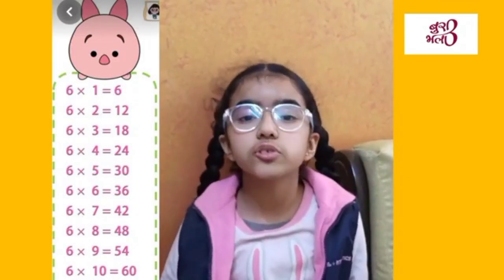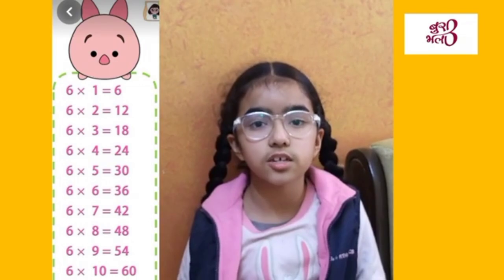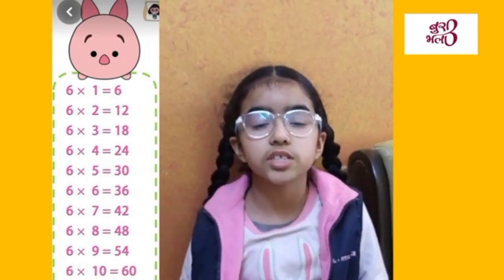Table of 6. 6 ones are 6, 6 twos are 12. 6 threes are 18, 6 fours are 24, 6 fives are 30, 6 sixes are 36, 6 sevens are 42, 6 eights are 48, 6 nines are 54, 6 tens are 60.